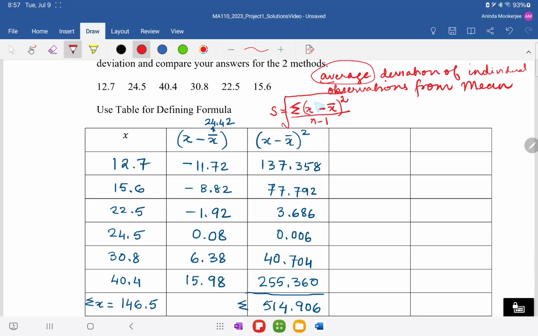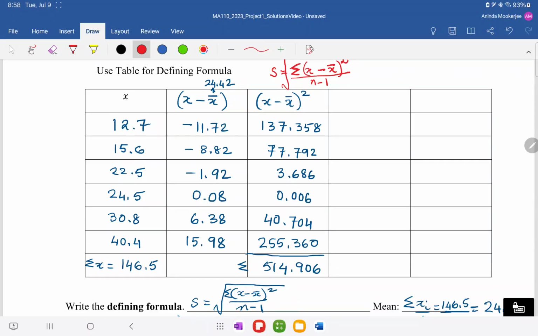It's sigma of x minus x bar, x being these individual values listed here, how much each individual value deviates from the mean, therefore x minus x bar. Then we have to square that, sum it up, divide by n minus 1, and finally take the square root of the whole expression.